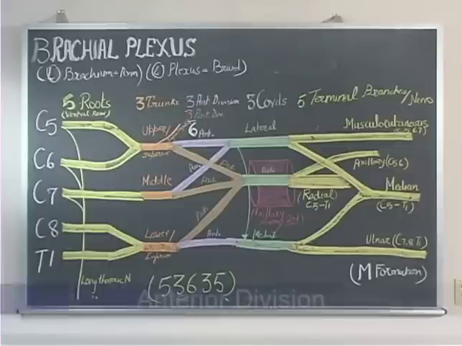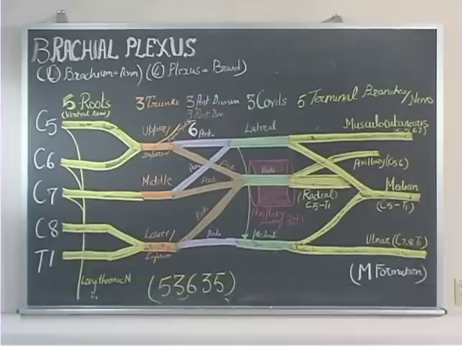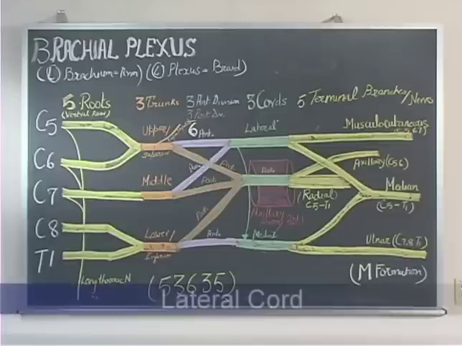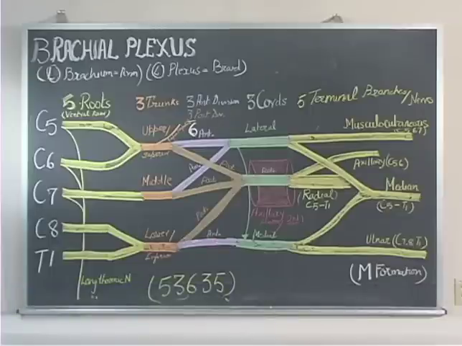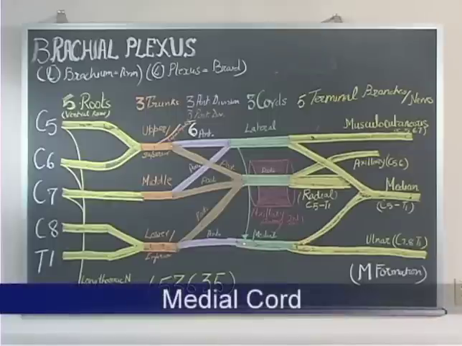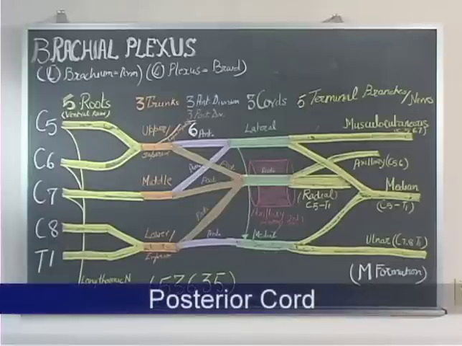Each trunk then divides into an anterior division and a posterior division. So we get a total of 3 anterior divisions and 3 posterior divisions. The anterior divisions of the upper and middle trunks join together to form the lateral cord. The anterior division of the lower trunk stays on its own and forms the medial cord. The posterior divisions of all the trunks join together to form the posterior cord.